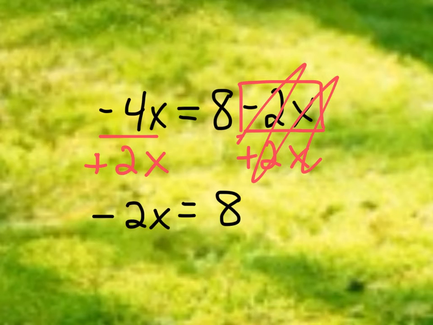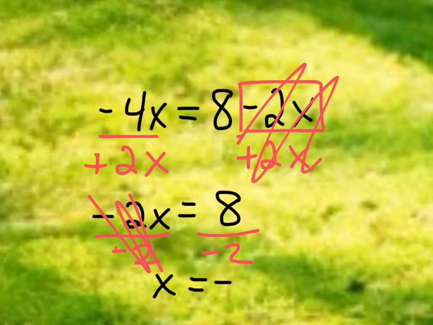Finally, we're going to get rid of this negative 2 by dividing both sides by negative 2. So that cancels those out. And we'll be left with x equals 8 divided by negative 2, and that gets us negative 4.